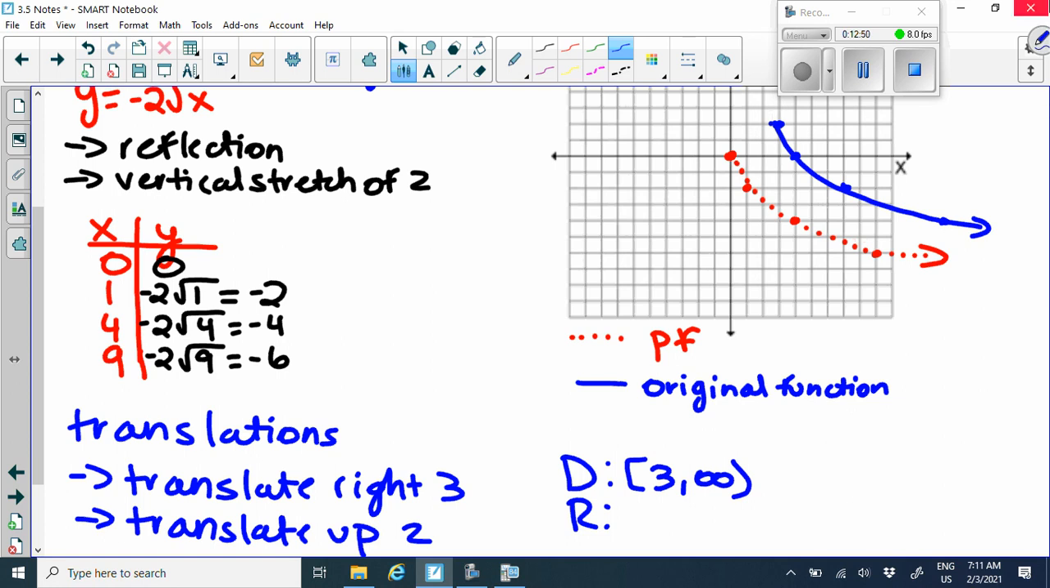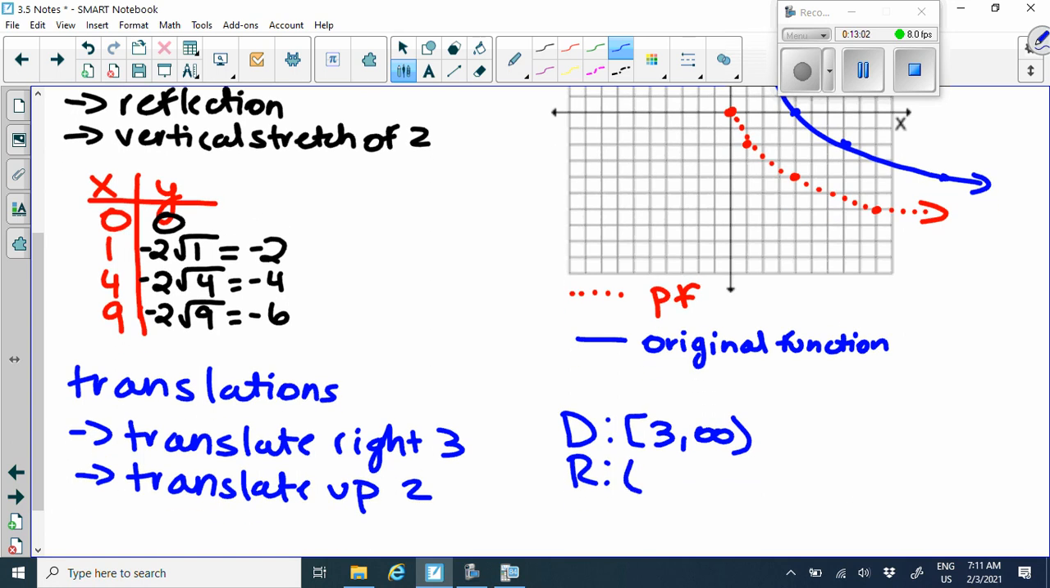Now for range. Notice that it's going down, so that means that's going to be our smallest. Notice that our largest y value is 2. So we're going to write -infinity to 2. So you can really look at your h and k values to figure out your domain and range, especially without using the graph.